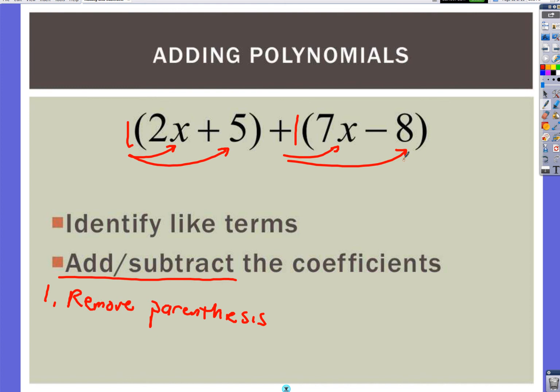And these are all ways to remove parentheses. Now that the parentheses are gone, we can do what we came here to do, which is what all the cool kids are doing nowadays, and that's combining like terms.